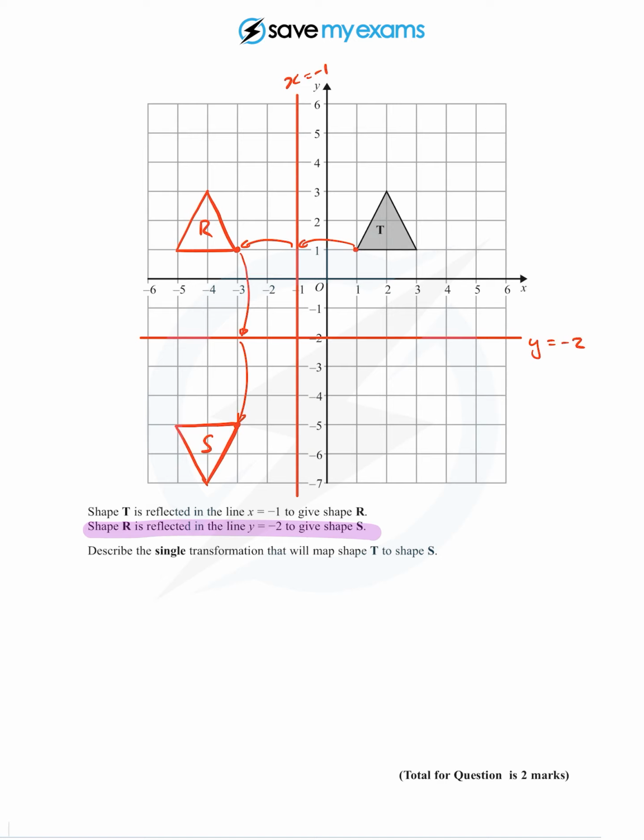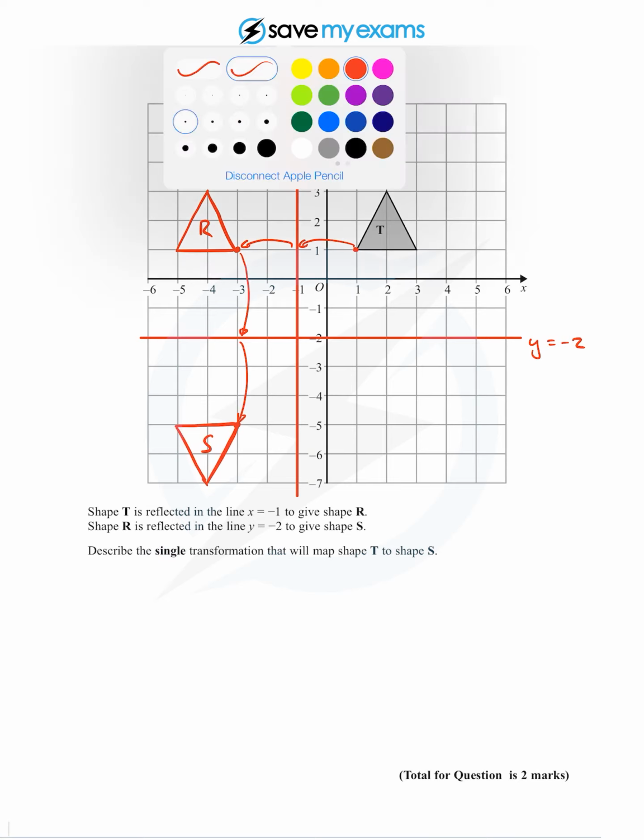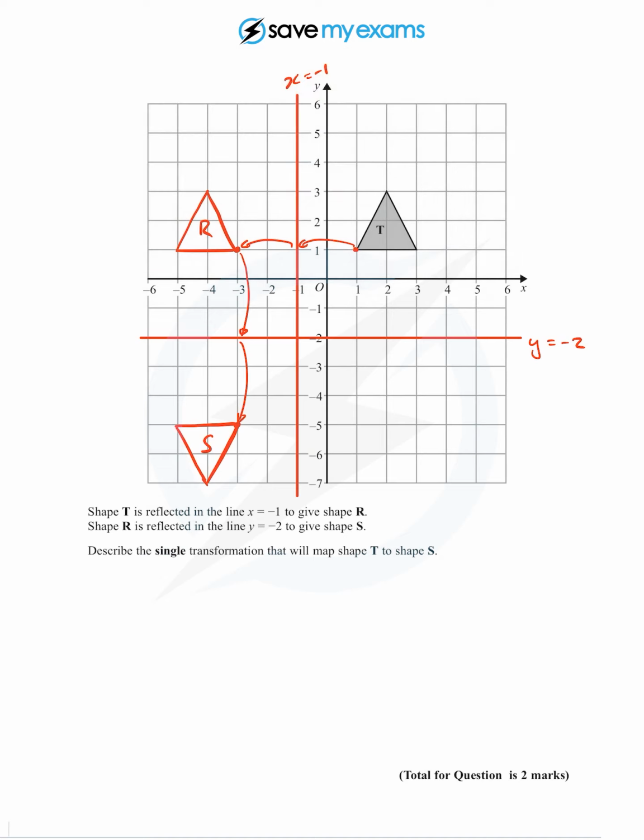So, what are we actually asked to do? We're asked to find the single transformation that will map T onto S. Well, let's have a look, shall we? Clearly, if you look at what's gone on here, T has been rotated, has it not? Through 180 degrees. It's turned out to be the other way up. So it's been rotated through 180 degrees. So let's say that. Rotation by 180 degrees. It doesn't matter whether it's clockwise or anti-clockwise because it'll end up in the same place.